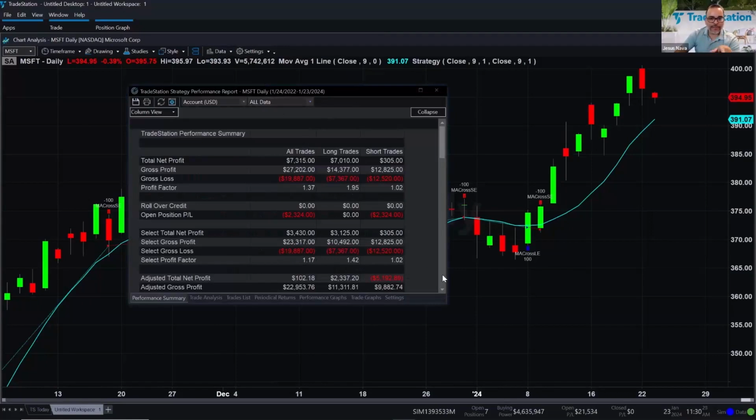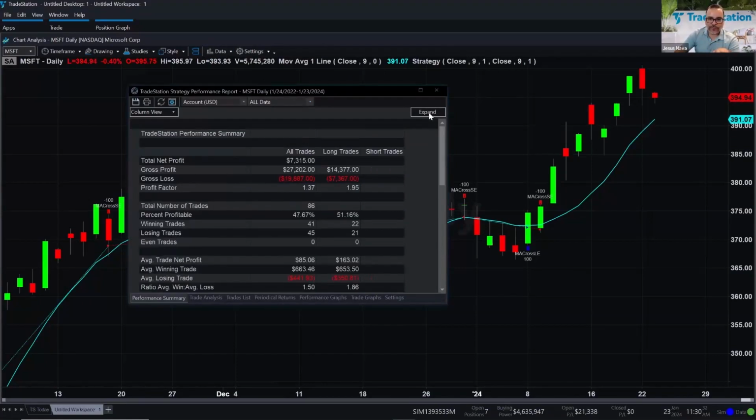Okay, this is the strategy performance report of this moving average, with both features turned on, where we have intra-bar auto generation turned on, and we have look inside bar backtesting turned on. You can see the span right here at the very top on the title bar. It goes from 1/24/2022 to 1/23/2024. So we have 2 years of data: 86 trades, a profit factor of 1.37, net profit $7,000. Let's go ahead and turn off those two features and see how the strategy did.